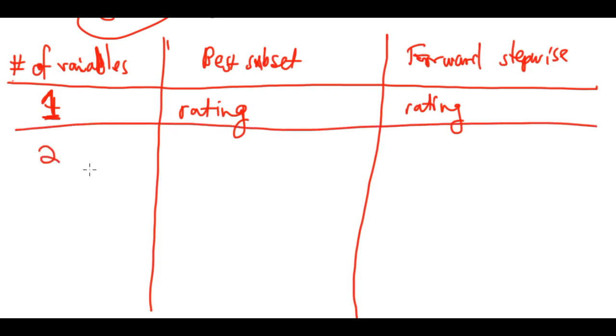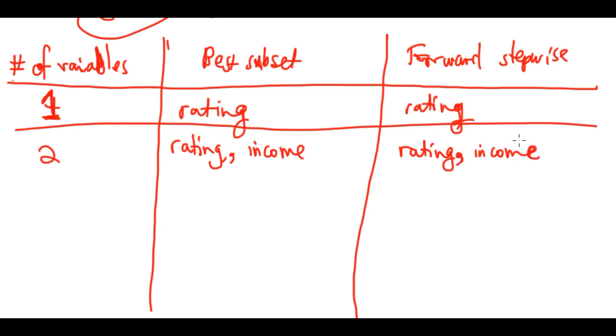When we have two variables, which one is going to be the best? Best subset is going to say the one that is rating and income. So this is the best subset, rating and income. For forward stepwise, it is also rating and income, because forward stepwise builds on top of what we already have. So it added income as the one that will create the best M2. Cool, right?